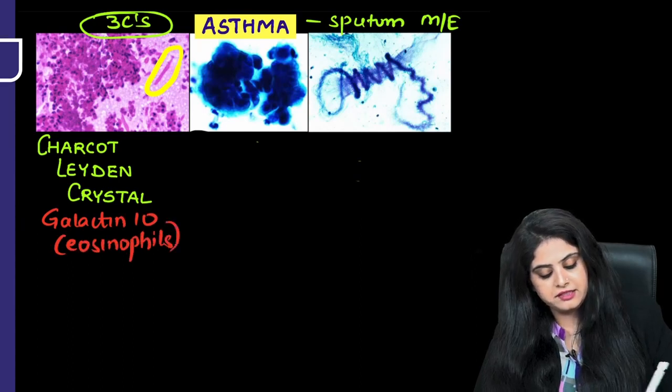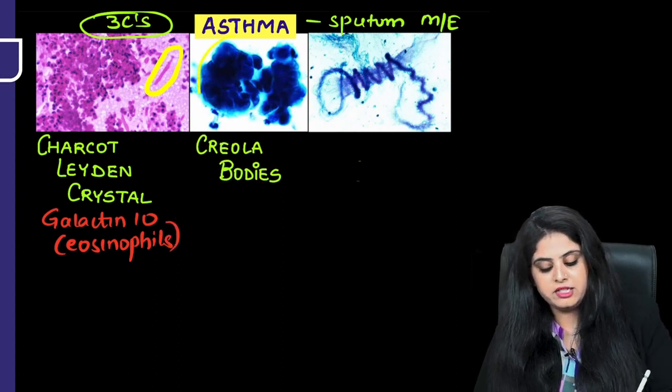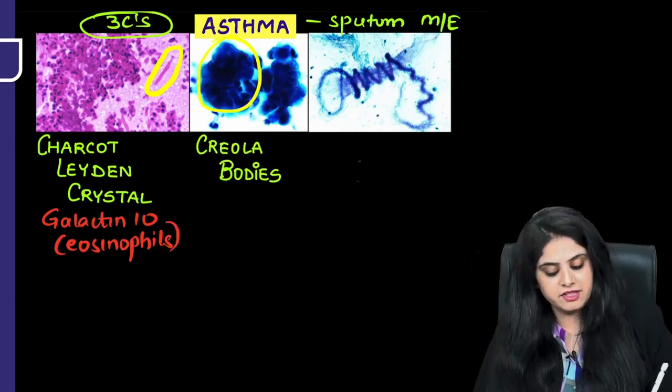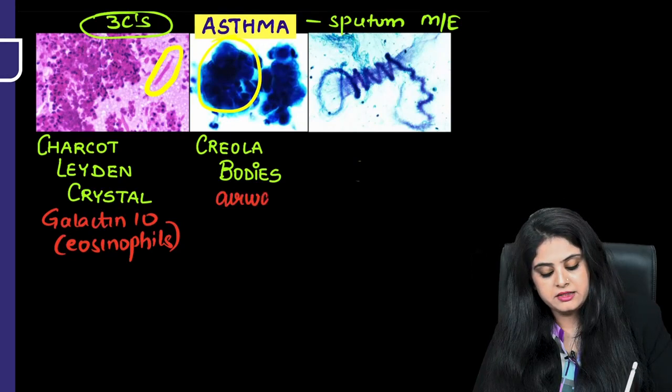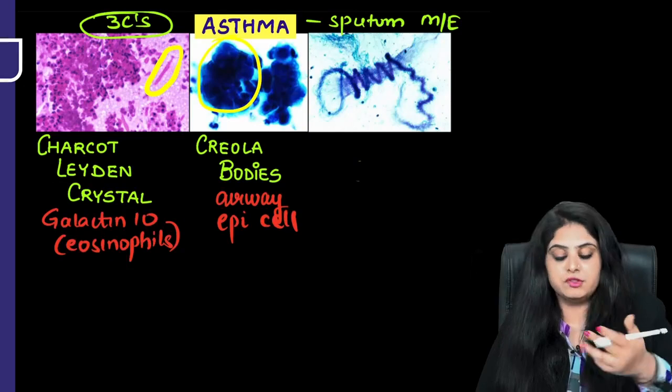The next C that you see are the famous Curschmann's... the Creola bodies. And what are these bodies? They are nothing but airway cells. They are airway epithelial cells, right? They are airway epithelial cells which have cuffed out and come out of the system.